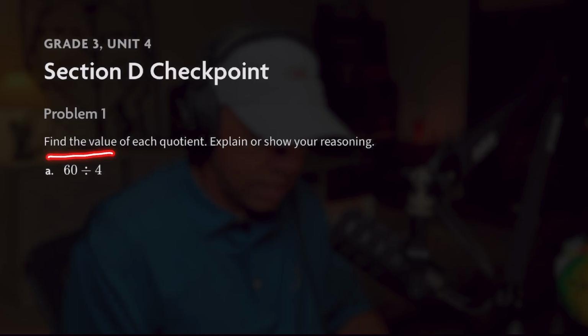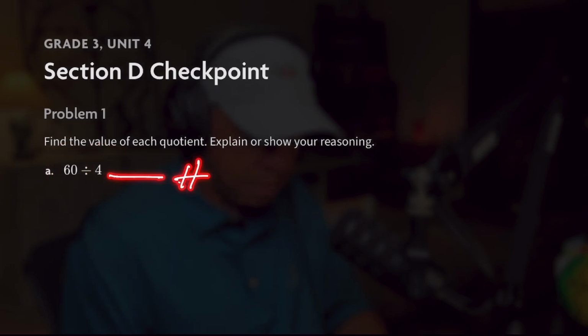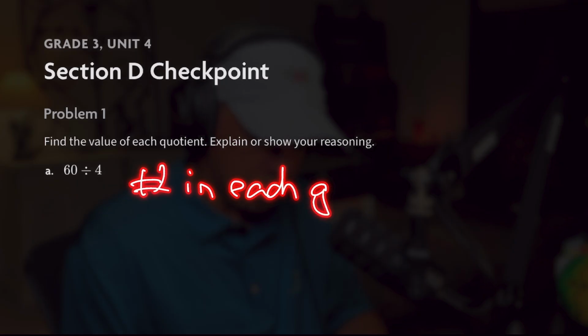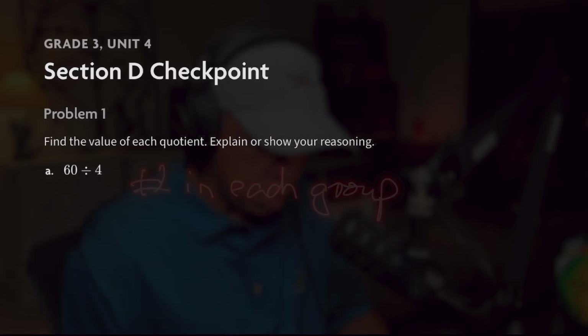The question begins asking us to find the value of each quotient. And I'm supposed to explain or show. Seeing as I'm going to use a model, we'll just be showing. The dividend is 60 and the divisor is 4. 4 is either going to tell me the number of groups, or it's going to tell me the number in each group. Let's start off with 4 showing us the number of groups.